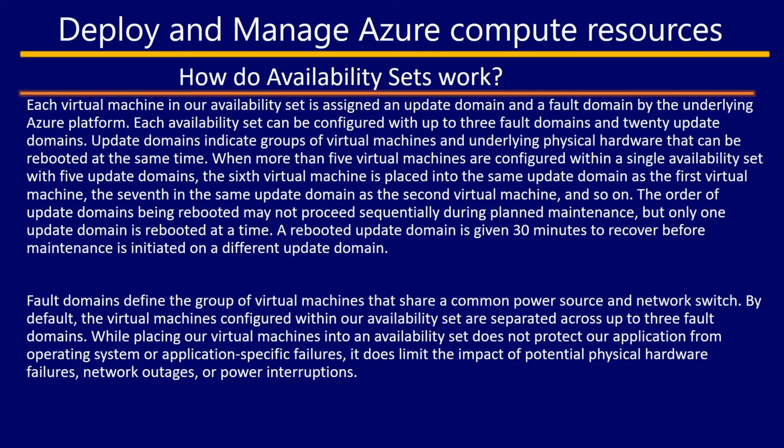Fault domains define the group of virtual machines that share a common power source and network switch. By default, the virtual machines configured within our availability set are separated across up to 3 fault domains. While placing our virtual machines into an availability set does not protect our application from operating system or application specific failures, it does limit the impact of potential physical hardware failures, network outages, or power interruptions.